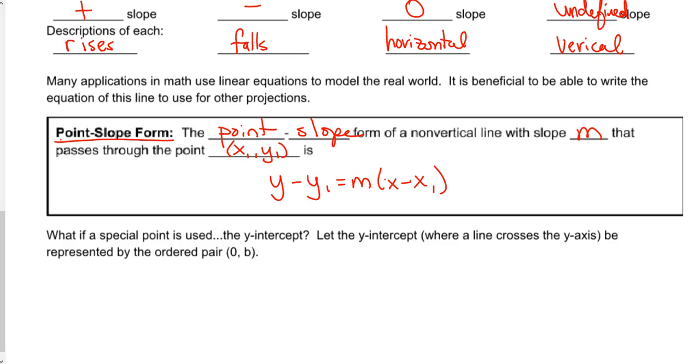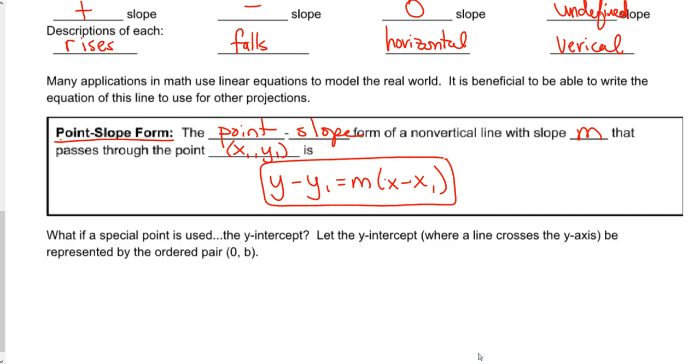And so if you're asked to write the equation of a line, you can always rely on this point slope form to write an equation of a line. Okay, this will never do you any wrong, because it will always give you the equation of a line.